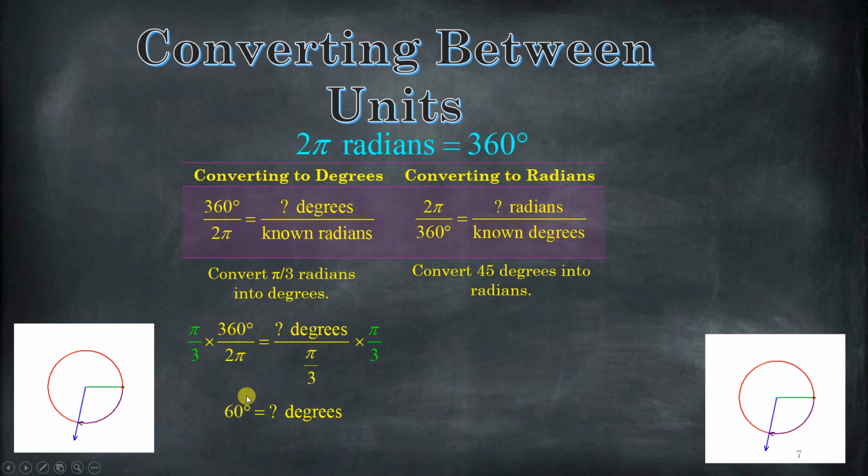Now, if we were going to do a similar problem, but change from degrees into radians, we would just use the reciprocal of that proportion. So 2 pi over 360 is how many radians compared to 45 degrees. Multiply both sides by 45 degrees, reduce, and there you go. Pi over 4 radians is 45 degrees.